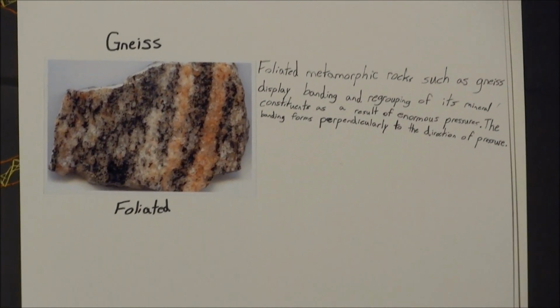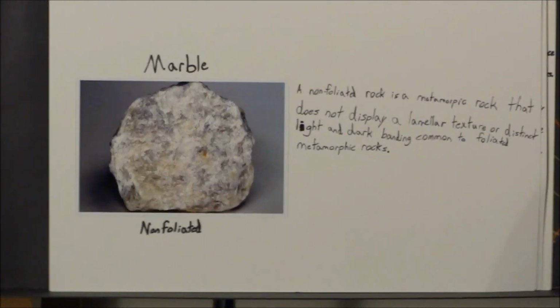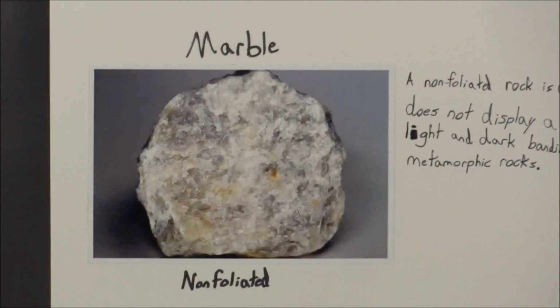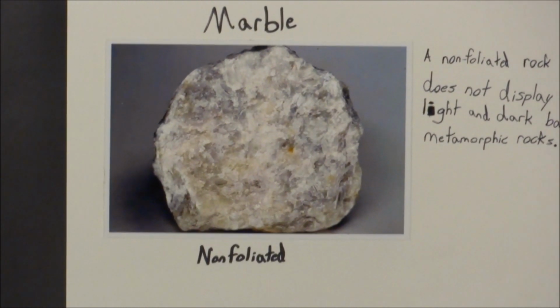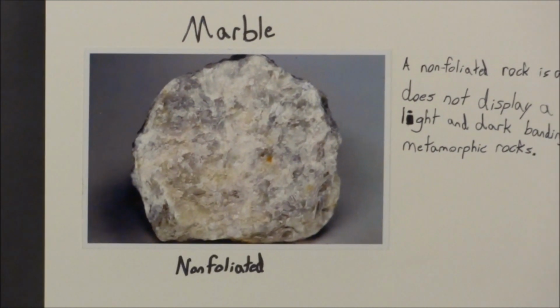Next is non-foliated. A non-foliated rock is a metamorphic rock that does not display a lamellar texture or distinct light and dark banding common to foliated metamorphic rock. That would be marble. That's just one.